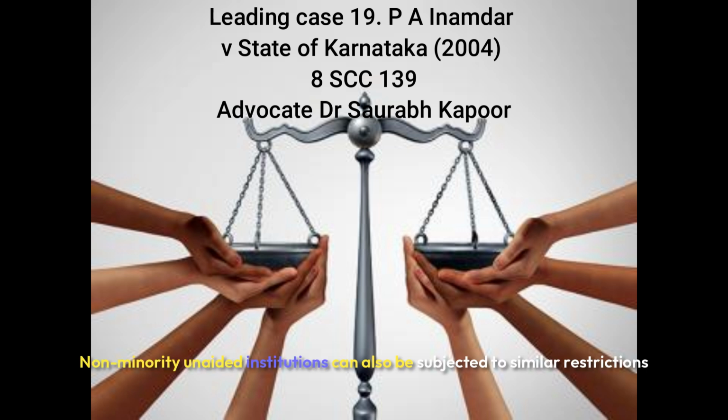Non-minority unaided institutions can also be subjected to similar restrictions which are found reasonable and in the interest of student community. Professional education should be made accessible on the criterion of merit and on non-exploitative terms to all eligible students on a uniform basis. Minorities or non-minorities, in exercise of their educational rights in the field of professional education, have an obligation and a duty to maintain requisite standards of professional education by giving admissions based on merit and making education equally accessible to eligible students through a fair and transparent admission procedure and on a reasonable fee structure.